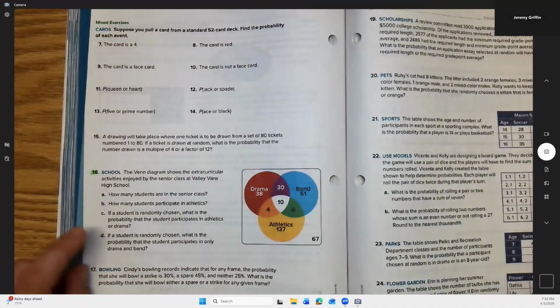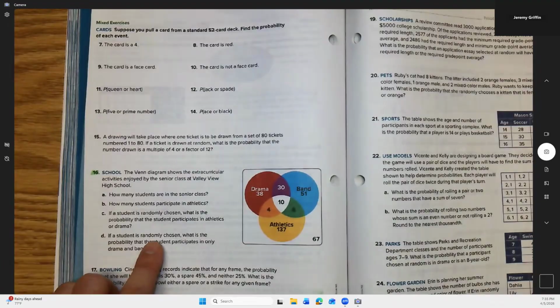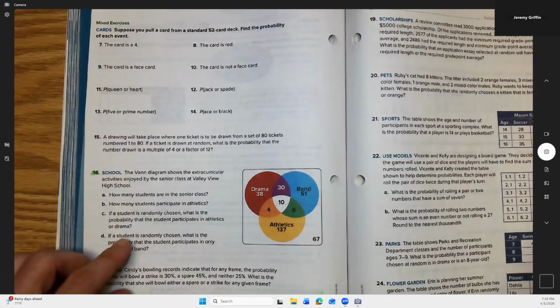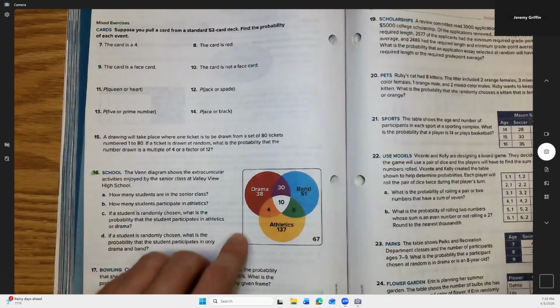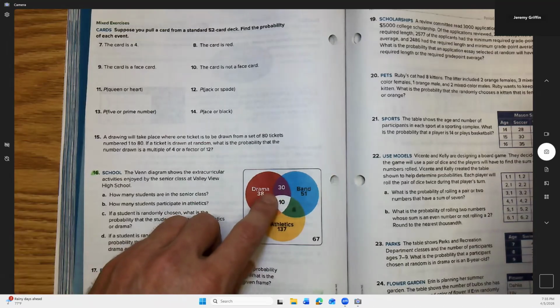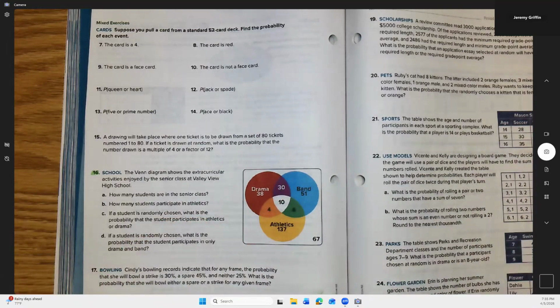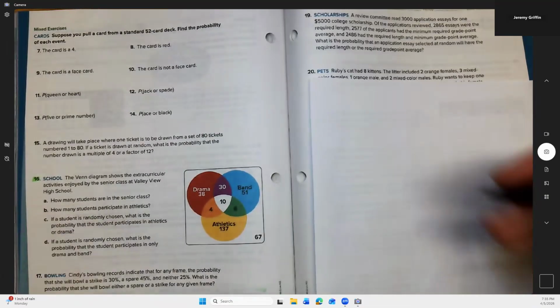And question D, if a student is randomly chosen, what is the probability the student participates in only drama and band? Okay. Now the word and means I'm looking at the intersection. It's not drama or band. No, it's not or, it's and. So you have to do both. So where's drama and band? Well, that's these 30 that are in drama and band. I'm also going to include these 10 that are drama, band, and also athletics because there's nothing wrong with being in athletics. We just want you to make sure that you're in drama and also in band.